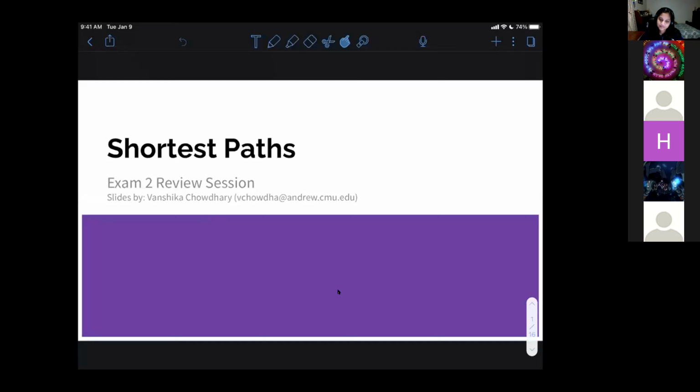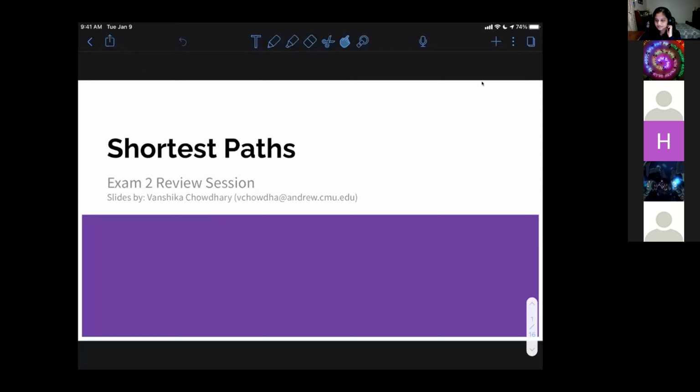Yeah. Okay, cool. Let's see if this works. Is it showing up? It's not showing up yet. Let's fix it. Let me try this again. Sorry, my iPad's being kind of buggy today. So let's see. Okay, can you guys see this? Shortest paths slides. Great. Okay, cool.